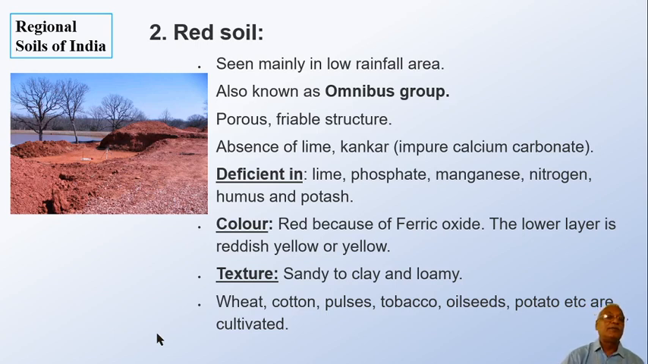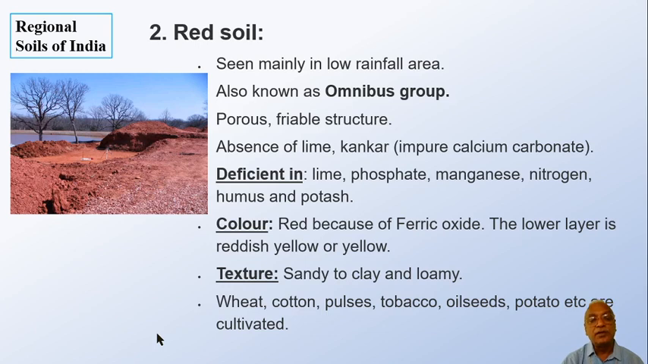Okay, next important soil is red soil. This is seen mainly in low rainfall areas, also as an omnibus group. It is porous, with a friable structure, and an absence of lime, kankar, impure calcium carbonate. There is no such kankar. It is deficient in lime because of that reason, and also in phosphate, manganese, nitrogen, humus, and potash. Red soils will not have all these contents.